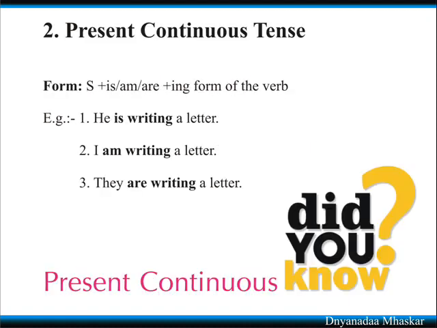Let us see the second tense, present continuous tense. Continuous is also called progressive. It is the action that is going on at present, right now. The way I am recording this video now, so what is the action going on? Recording the video. Let us see the form: subject plus is, am, or are plus the ing form of the verb. This is the form of present continuous or present progressive tense.